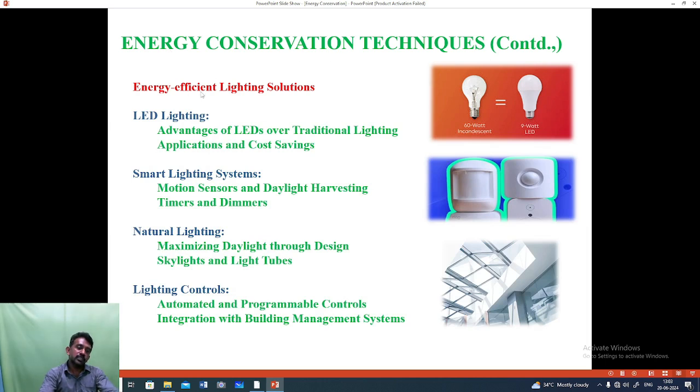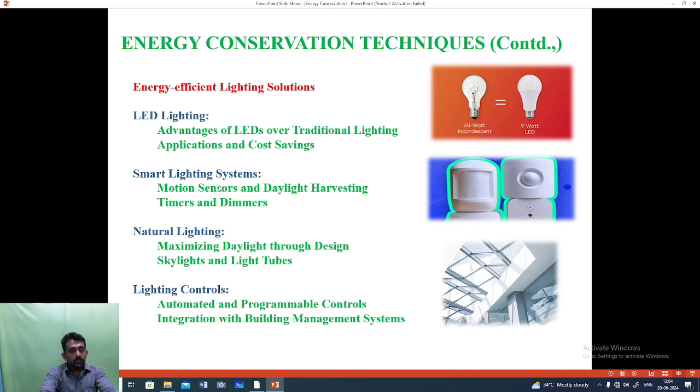So coming to the energy efficient lighting solutions, the market ruling concept at present is LED lighting. LED lighting is highly efficient. From this we can see a 60 watt incandescent bulb can be replaced by a 9 watt LED, so the power consumption is less than 6 to 7%, very low compared to incandescent bulbs, thereby cost savings is achieved.